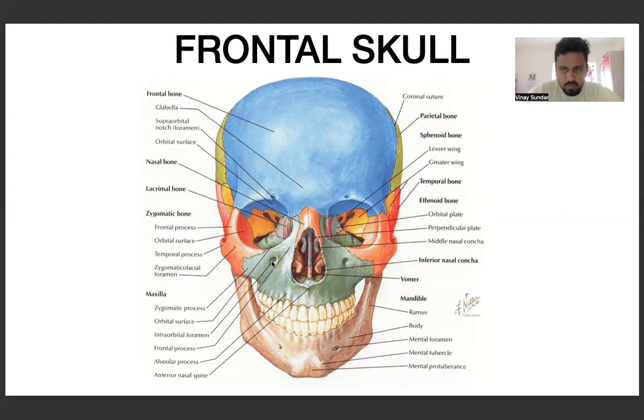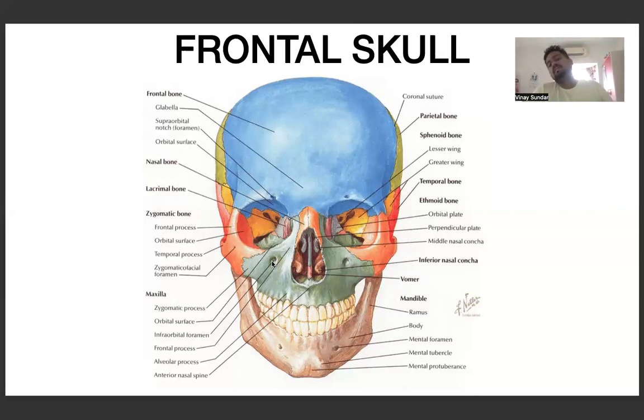This is the infraorbital foramen, and the infraorbital nerve exits through the infraorbital foramen. It can get damaged during facial trauma, causing paresthesia. That's what we're discussing during maxillofacial fractures here.